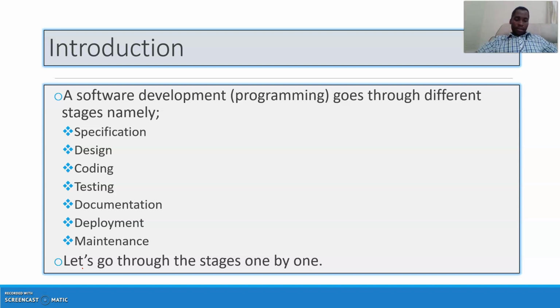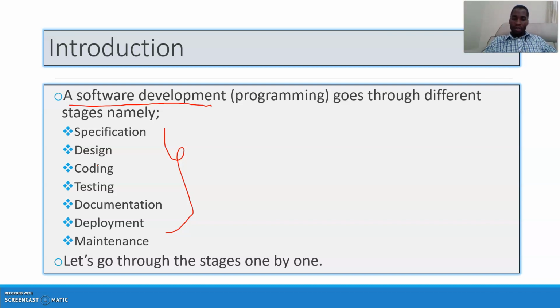So, a software development, or what we can call programming, goes through different stages, and these stages can be grouped differently by different authors, but basically they are talking about the same thing. So the first one is what we call specification. When we are programming, we are coming up with a program, we start with specification. We look at what specification is, then we go into design. After you have designed, then you start the coding.